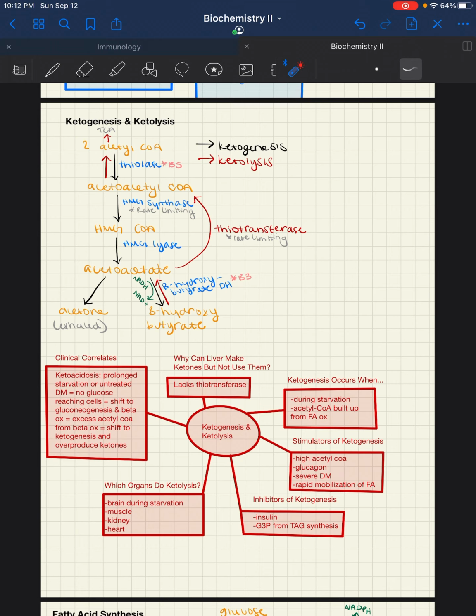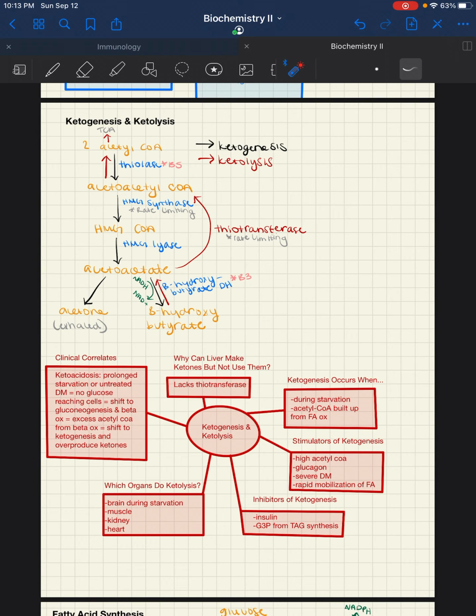So the rate-limiting enzyme of ketogenesis is HMG-CoA synthase. The rate-limiting enzyme of ketolysis is thiotransferase. As I said in the beginning, the liver is the only organ that can make ketones, and it can't use them, though. It can't do ketolysis and use them as energy because the liver doesn't have thiotransferase, so it doesn't have this enzyme in the ketolysis pathway. So if it doesn't have that enzyme, it can't break down ketones.